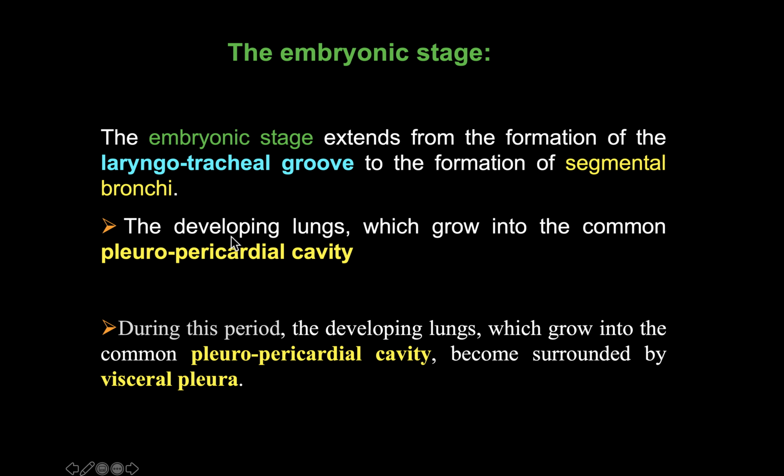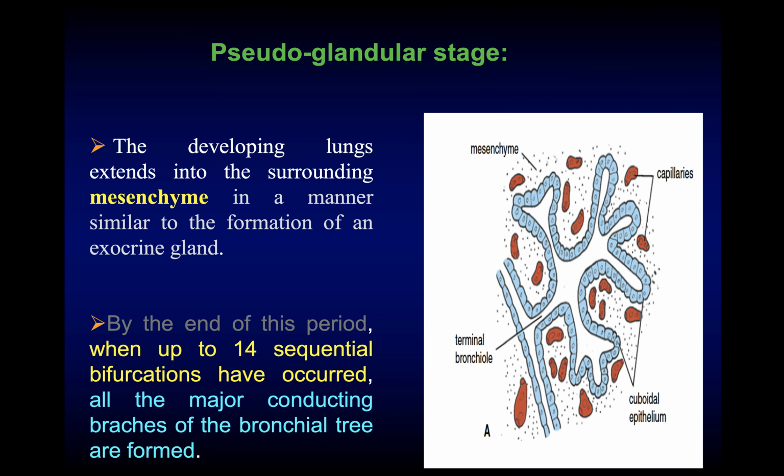And as I said, the lung is going to develop within a common pleuropericardial cavity. At the beginning, the pleural cavity and pericardial cavity are like a common cavity. Later, they are going to divide into the pleural cavity and the pericardial cavity. And as I said, they will be surrounded by the visceral pleura, and we have the parietal pleura.